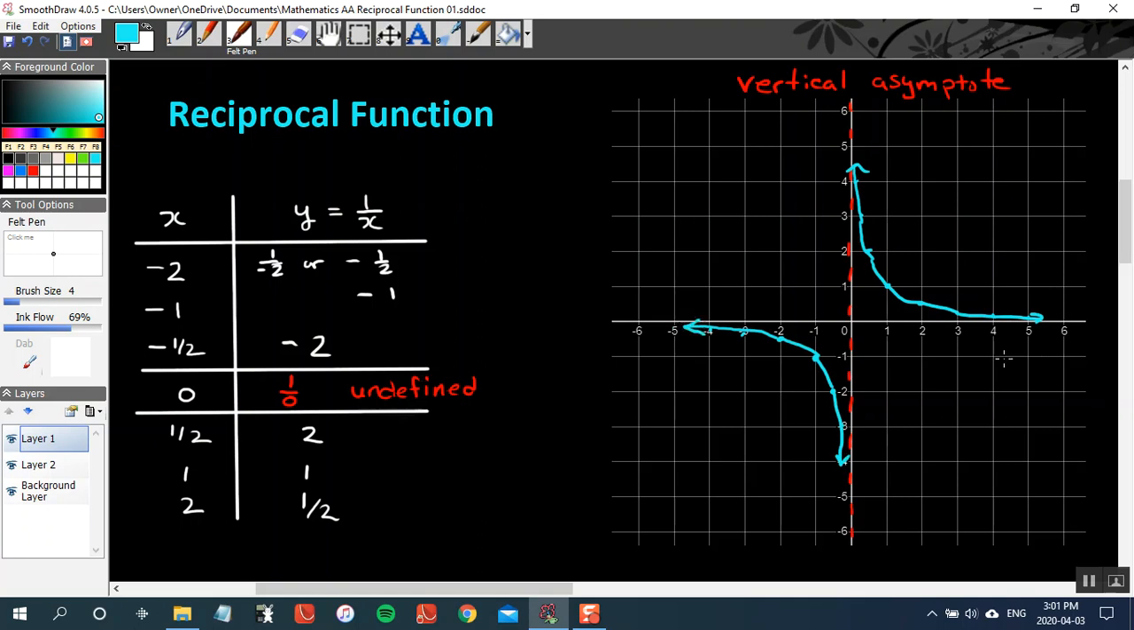Okay, so we have a vertical asymptote there. Of course, that was located where we had division by 0. And as you're probably also noting, this function can't cross the x-axis. So we have another asymptote.